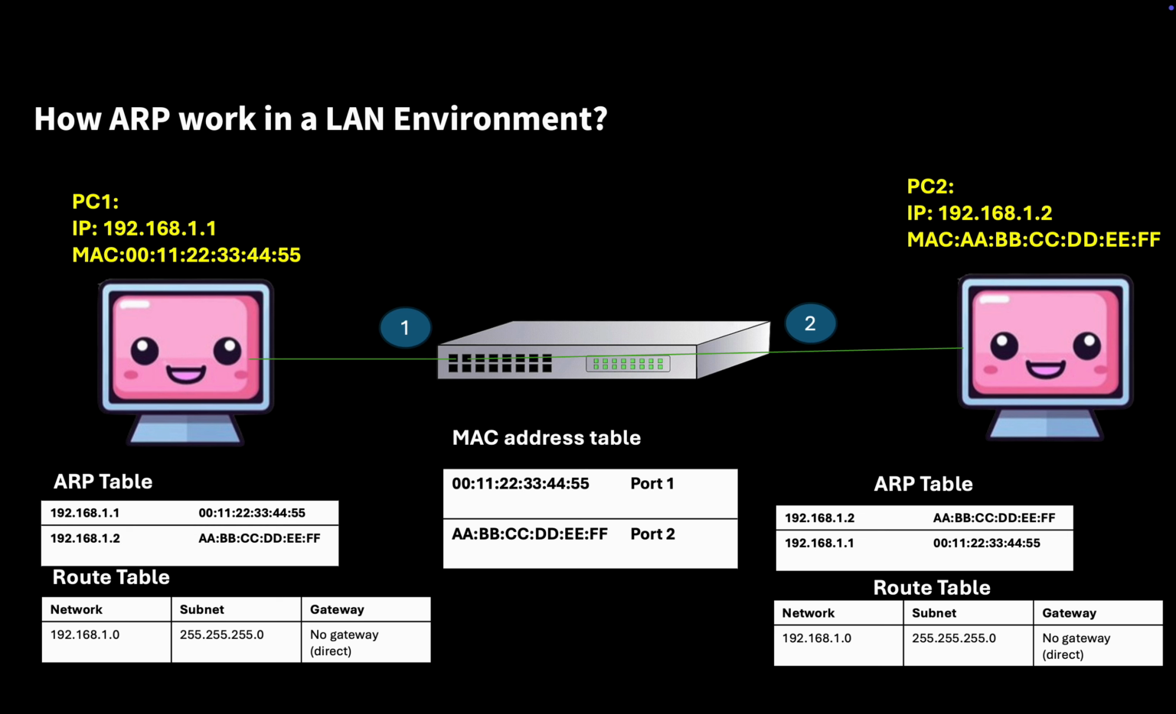This is the final table of both PC1 and PC2. In PC1, we have seen that it also learnt the IP and MAC resolution of PC2, and vice versa, PC2 has learnt about PC1. In the route table, there is no change because it's a local area network, within the network we have considered. And the MAC address table has also learnt both PC1's address and PC2's address. So this is how the ARP protocol works in the LAN environment.